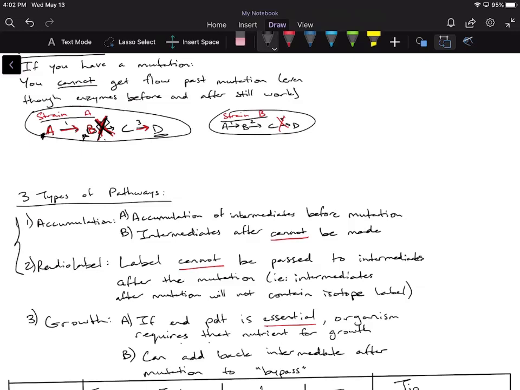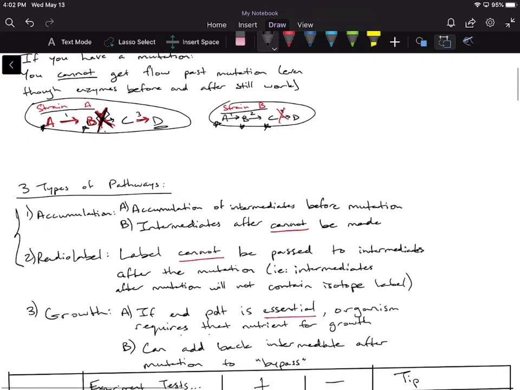Now, if we look at strain B, for example, if I radio label A, it's going to be passed to B, it's going to be passed to C. But because enzyme number 3 is mutated, I'm not going to pass the radio label to the end product D. Okay, so accumulation and radio label are kind of the same because you're going to accumulate or get radio label for the stuff before your mutation, but you're not going to see accumulation or radio label after your mutation. There's a slight difference, and it'll come when you go to lecture, but I just wanted to give you guys the main idea from these pathways, okay?